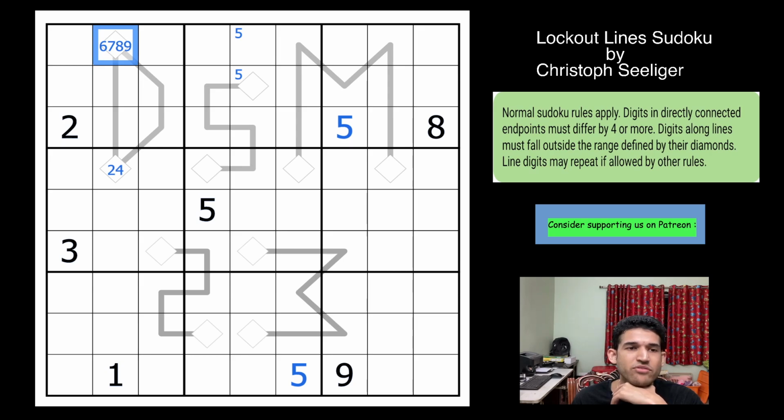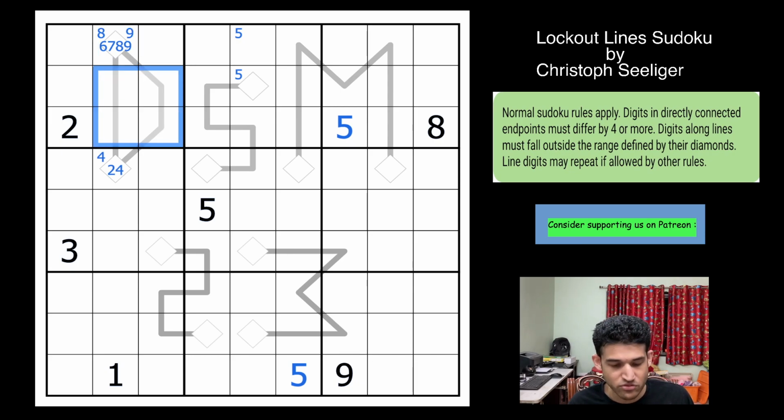So can I have 4 here? Then this will be 8 or a 9. 9 is clearly ruled out because you will be left only with 1, 2, 3 here and there are 4 cells. Not possible. 8. Then 4, 5, 6, 7, 8 are eliminated. So this will be 1, 2, 3, 9. Not possible. Superb. So 4 is not possible in this cell.